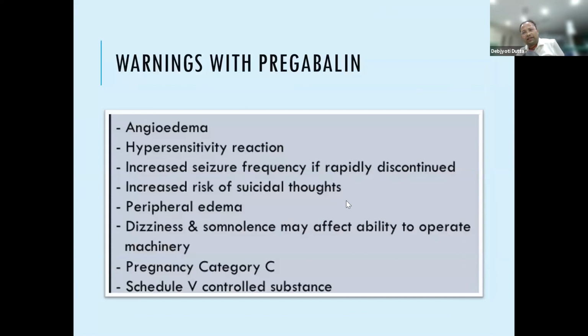Gabapentin is safer than pregabalin. These are the side effect profile of pregabalin. There are many side effects of pregabalin, though we use it because it is less sedative, but gabapentin is safer than pregabalin.